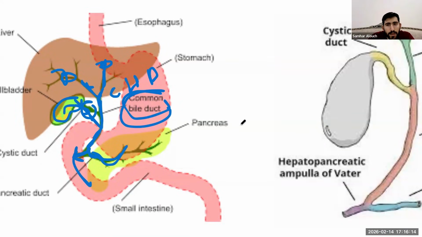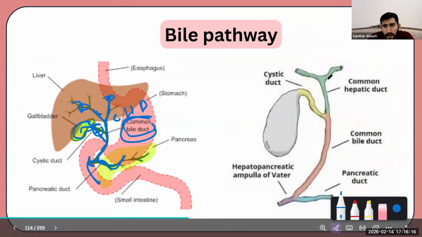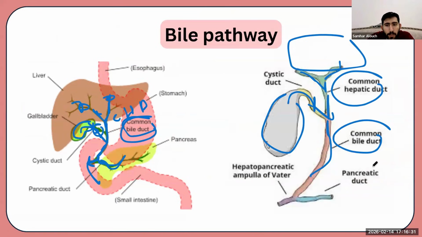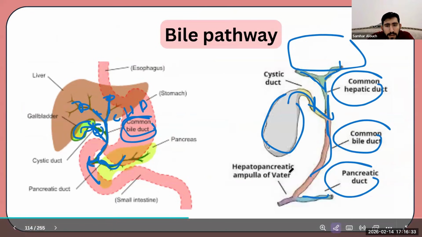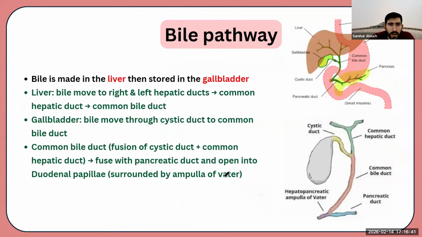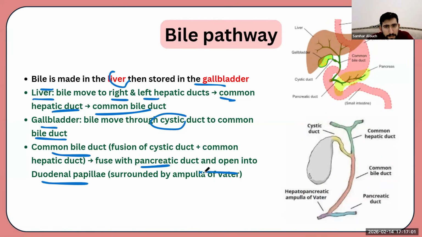Okay, so how does the bile move? We have here the liver. It will make bile. It goes to the right and left hepatic duct. Fuse, making common hepatic duct. The bladder will make cystic duct. They will fuse and make common bile duct. Common bile duct will fuse with the pancreatic duct and open and make ampulla of Vater. Ampulla of Vater will open into the duodenum. Okay, that's the bile pathway. I wrote everything here. Is everything clear?